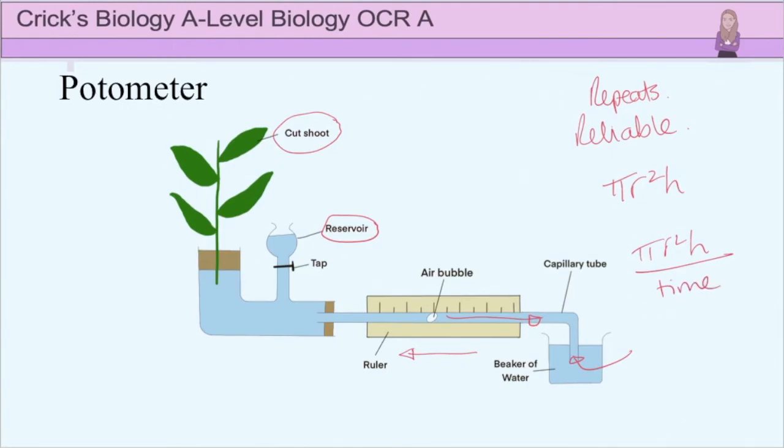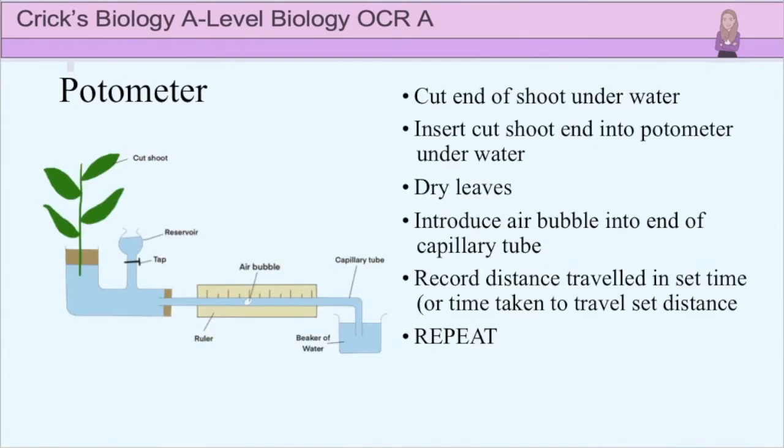Remember, this is only an indication of the rate of transpiration, as some of the water is used by the plant cells for other things, such as photosynthesis. So just to go through the main points you need to remember when setting up the potometer. Make sure you cut the shoot underwater. Insert it into the end of the potometer underwater, making sure you have an airtight seal.